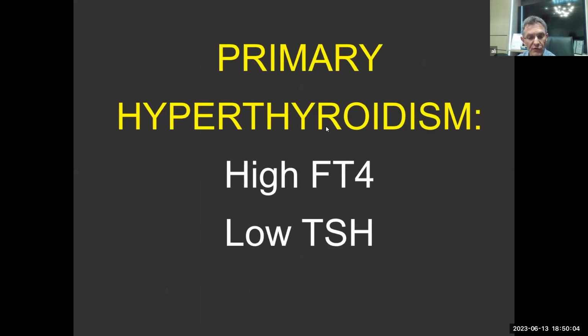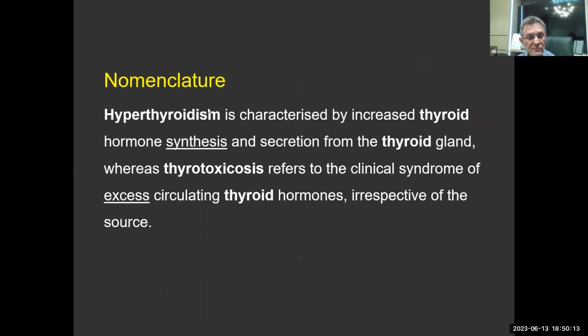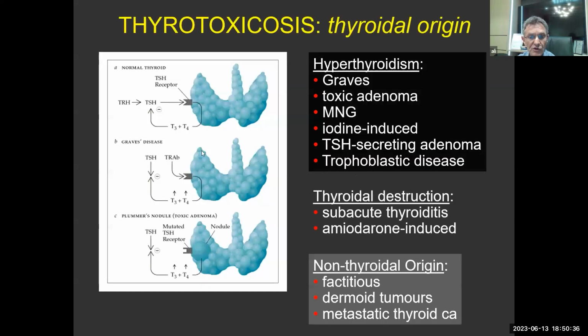So primary hyperthyroidism, that's a classical condition, a high T4, a low TSH. So what's the most common conditions that you find with that? So it means that the thyroid gland is synthesizing and secreting too much thyroid hormone. And that needs to be differentiated from thyrotoxicosis, where there's excess circulating hormone, but it doesn't necessarily mean that the thyroid gland is producing the excess hormone. The thyroid gland may be destroyed. So in this situation, you have classical hyperthyroidism.